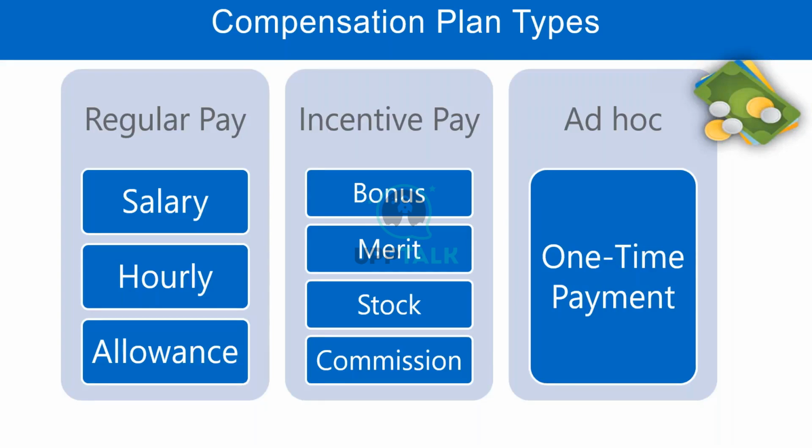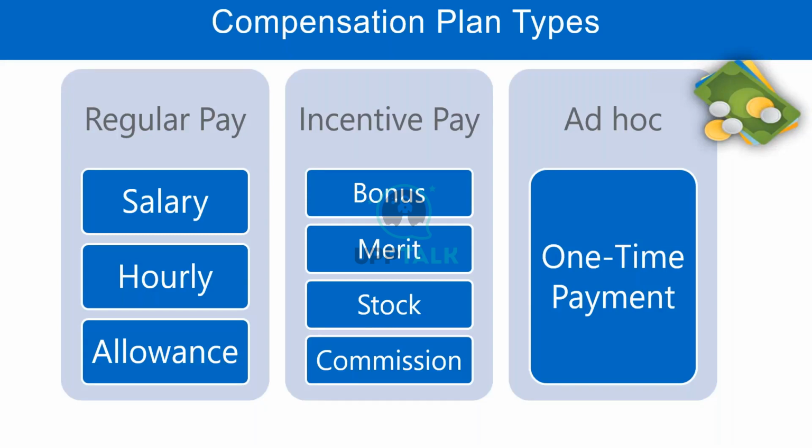One is regular pay. The regular pay means this is the fixed amount that is coming to you at every pay period. Salary is an example of regular pay. Every pay cycle you get a salary. And if somebody is paid hourly, then every pay cycle you get your hourly wages, based on whatever hours you work.